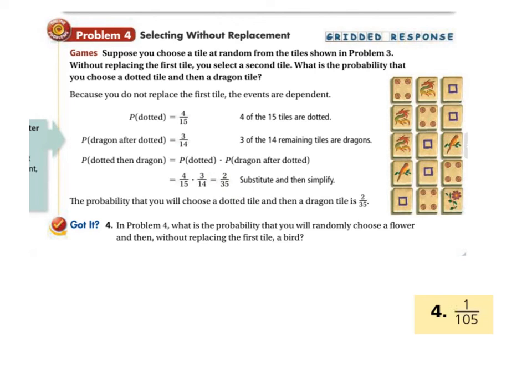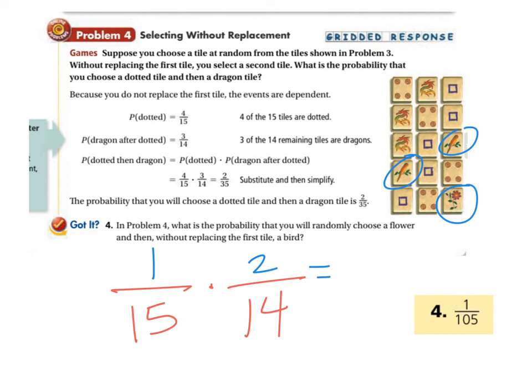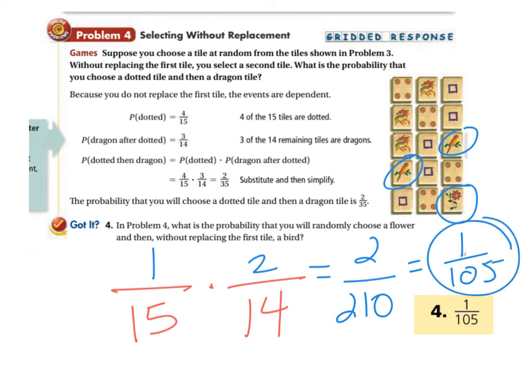So let's say in problem 4 here, what is the probability that you will randomly choose a flower, then a bird? Okay, so let's do this. We know the first time there are 15 tiles. If I don't replace, there are 14 the second time. That's important. I always do the denominators first. So you're going to choose a flower. So flower, just the 1 flower there. Without replacing it, then a bird. And there are 2 birds, right? So that's 2 over... well, let's go ahead and find out what that is. Just a second. 210, which reduces to 1 out of 105. There you go. Alrighty, so again, without replacing, watch that denominator.